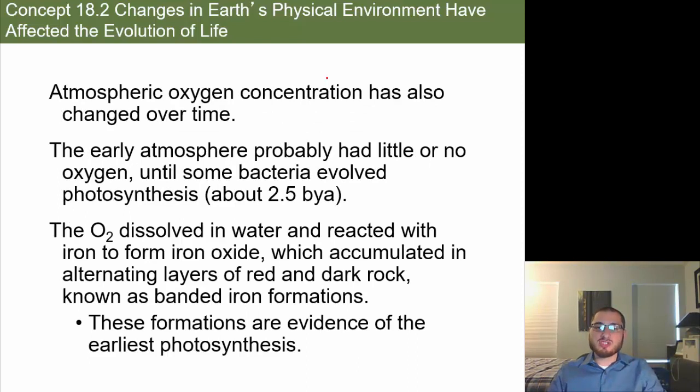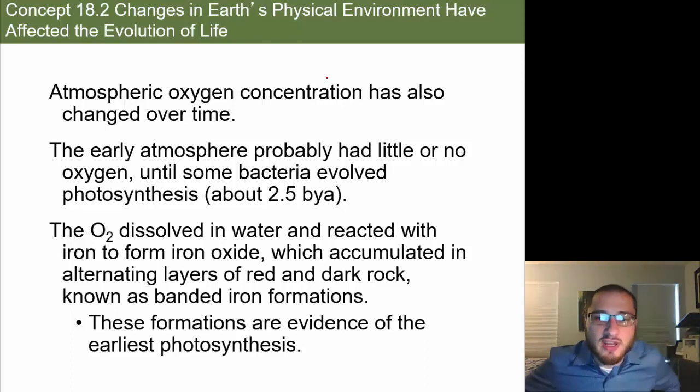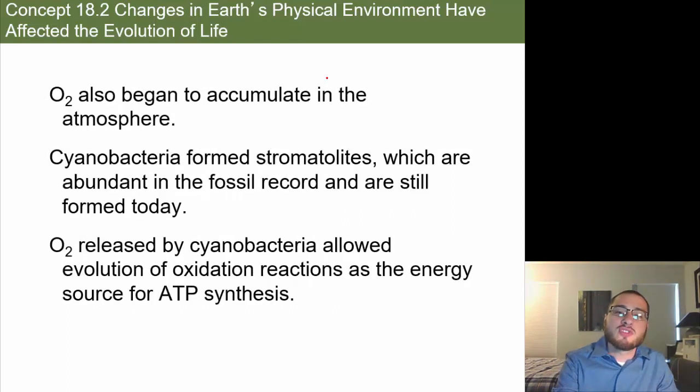Atmospheric oxygen concentration has also changed over time. As we talked about previously, in the beginning there wasn't any oxygen, so many organisms weren't able to survive. The early atmosphere probably had little or no oxygen until bacteria evolved and photosynthesis came along, which created oxygen as a byproduct, a waste product of its chemical processes. That was about 2.5 billion years ago. The oxygen dissolved in water and reacted with iron to form iron oxide, which accumulated in alternating layers of red and dark rock known as banded iron formation. These formations are evidence of the earliest photosynthesis that occurred.